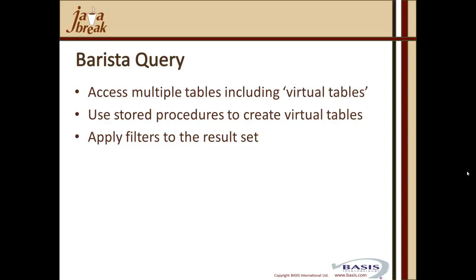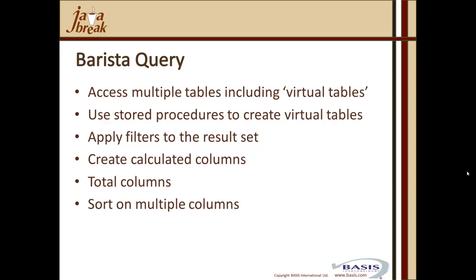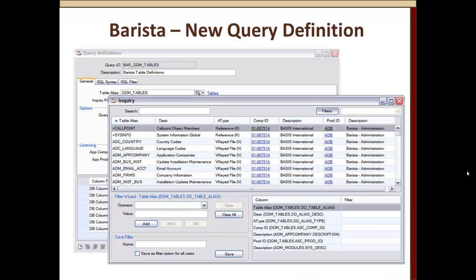We can apply filters to the result set as we saw. We can also create calculated columns, and we can total those columns. We can sort on multiple columns, and we can do a simple output of the query to a report, faxing it, emailing it, etc. So let's have a look at a bit more of an extended functionality that's available with the new query definition system. So let me hand over to Sam Velopis to take us through that.